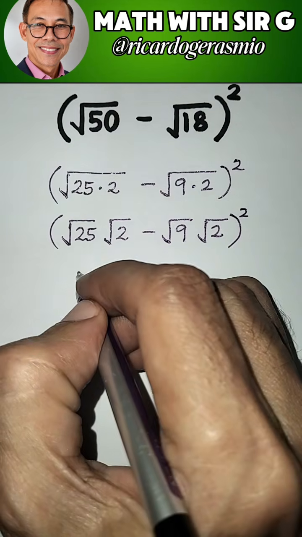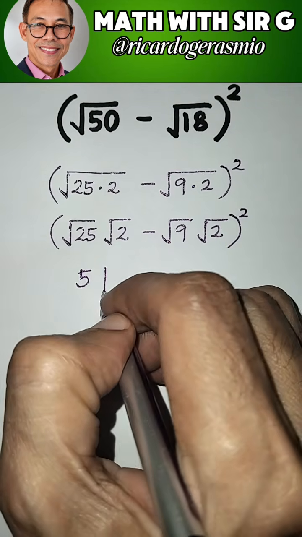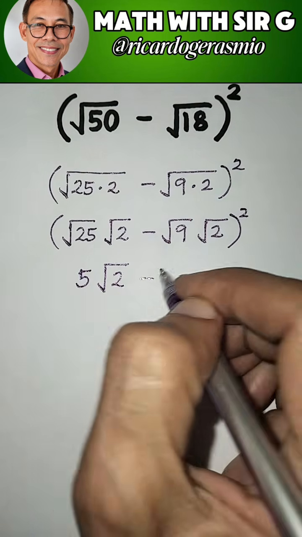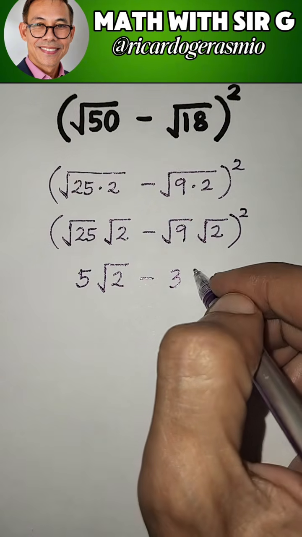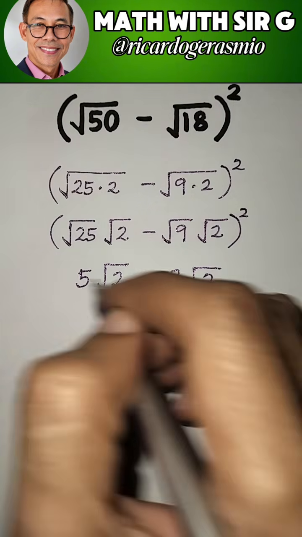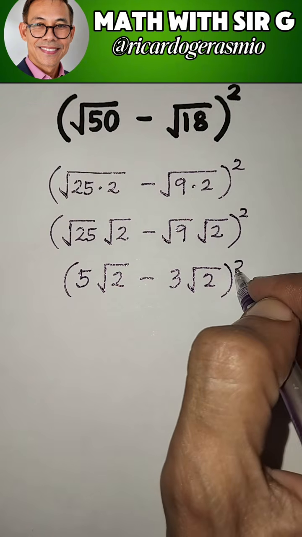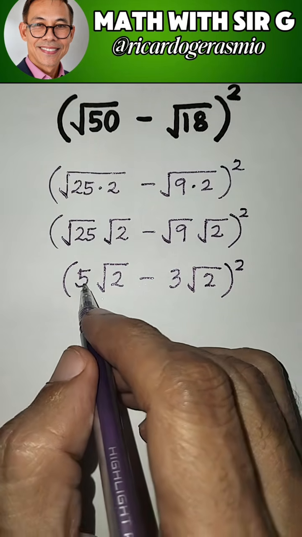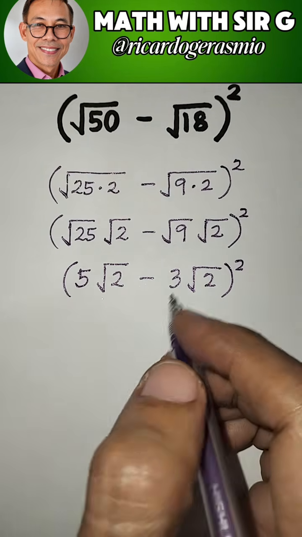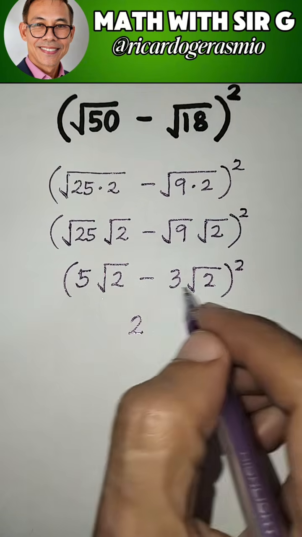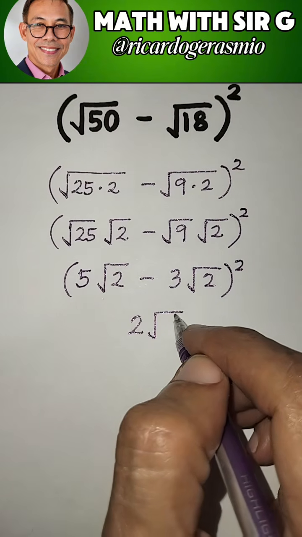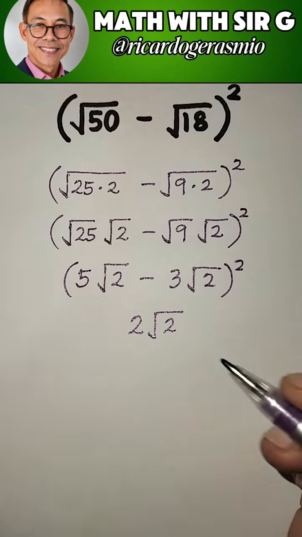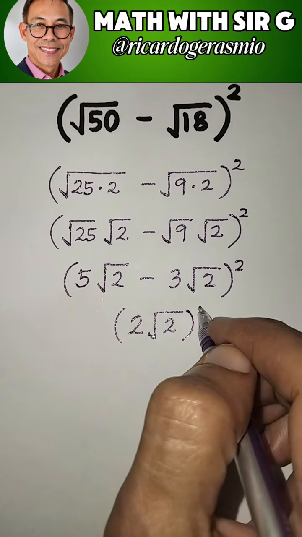So the square root of 25 is 5, then square root of 2, minus the square root of 9, which is 3, then square root of 2, and then the square of 8. So continue. This time, let's subtract 5 and 3. So 5 minus 3 is 2, then combine the square root of 2, and then the square of 8.